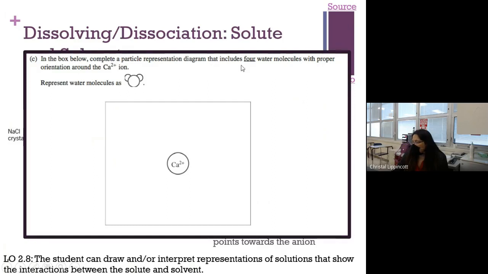So this is another drawing one. See if you can draw this. These are actual released exams. These are legit questions off of released exams.